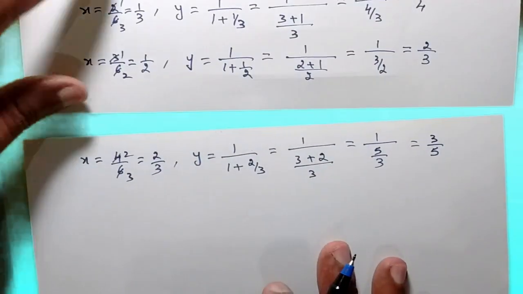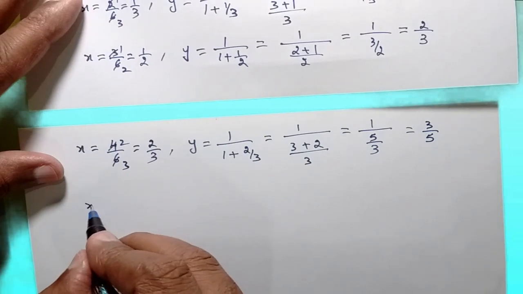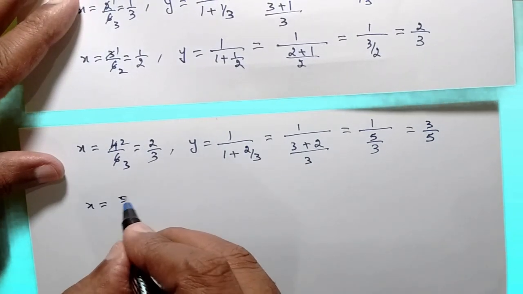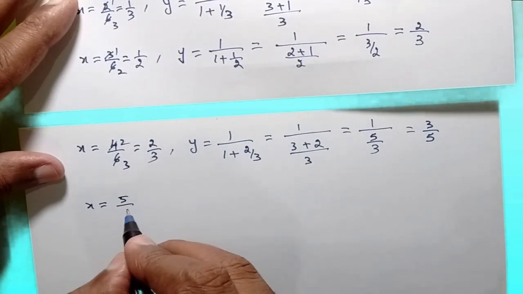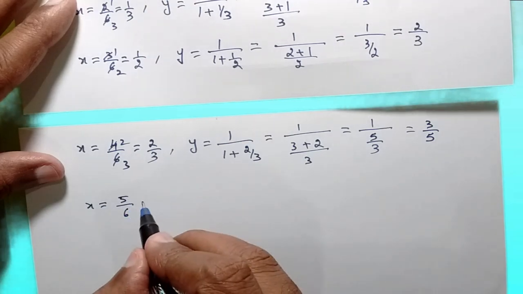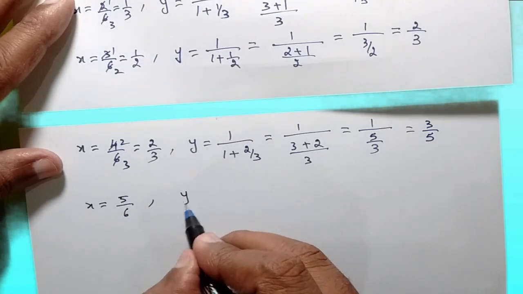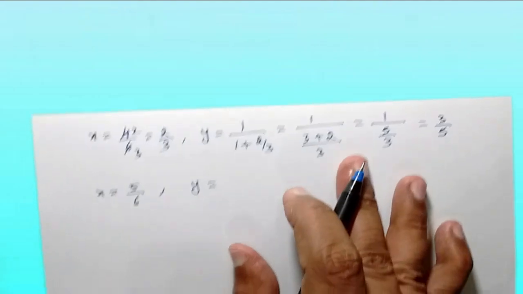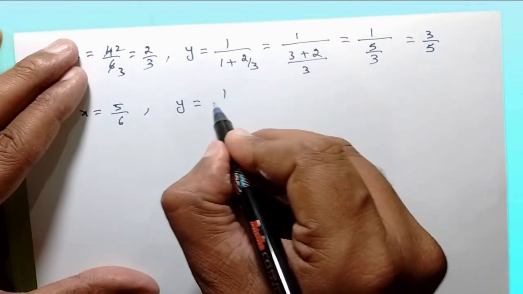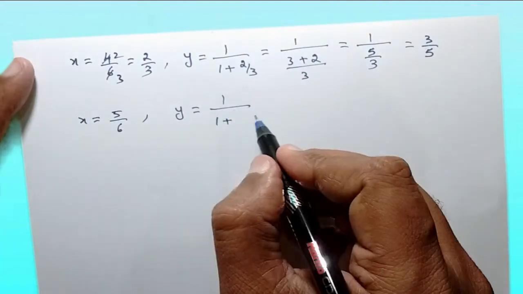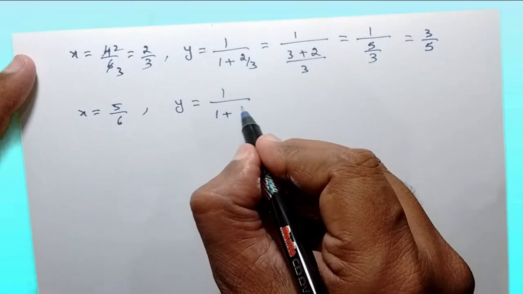Next value of x is what? After 4 by 6, the next x value is 5 by 6. So 5 by 6 you can keep as it is. y will be equal to 1 by 1 plus x. What is the x value? The x value is 5 by 6.